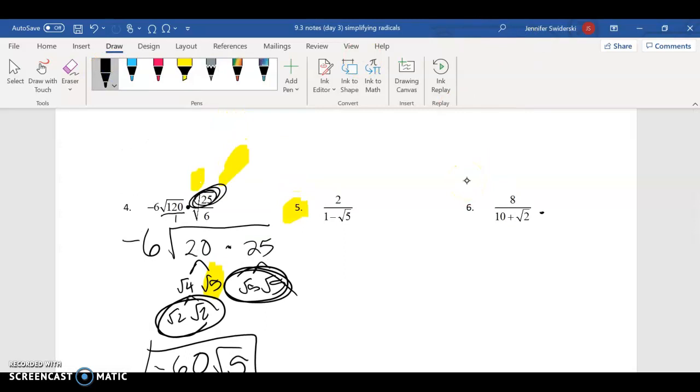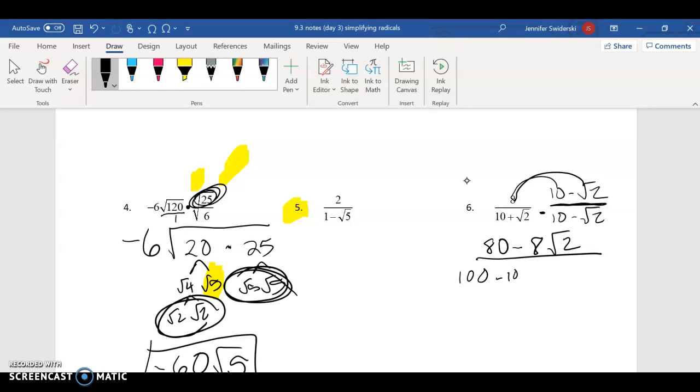So 6, conjugate stuff. Conjugate is going to be 10 minus the square root of 2. 10 minus the square root of 2. Multiply that out, distribute up top. We get 8 times 10 is 80. 8 times -√2 is going to be -8 root 2. Down below, FOIL, 10 times 10, 100. 10 times -2, -10 root 2, positive 10 root 2, and then minus square root 4.